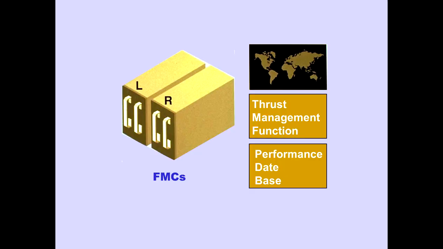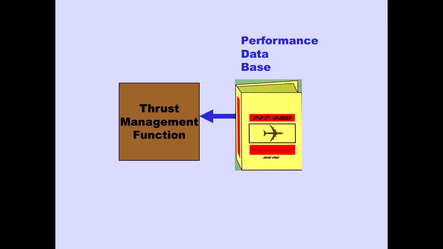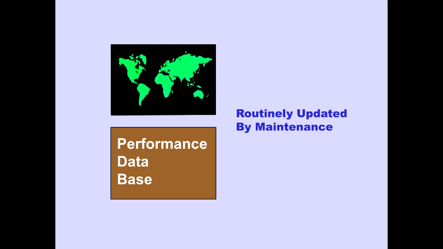In addition to the navigation database, the FMCs also contain the Thrust Management Function, or TMF, and Performance Database. The TMF uses information from the Performance Database to compute performance values. The TMF is used for all performance calculations. This includes calculations for speed, altitude, thrust, and trim. Navigation and performance databases are routinely updated by maintenance.